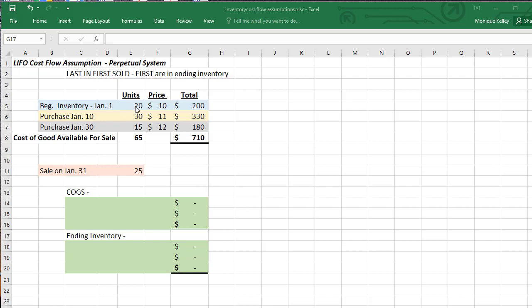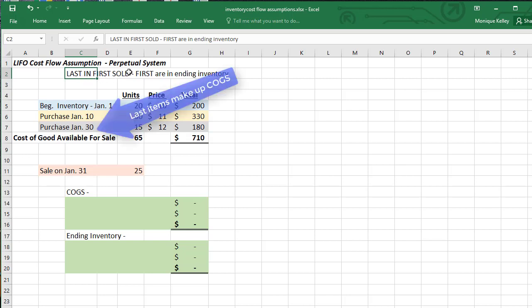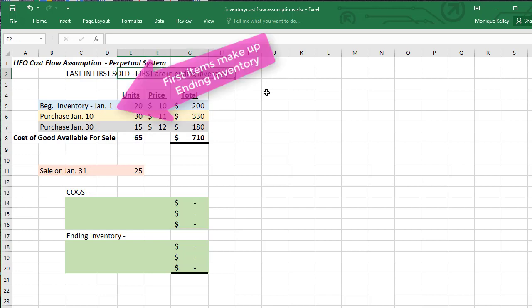Hello, this video will cover the LIFO cost flow assumption under a perpetual system. Again, LIFO stands for last in, first out. However, I like to tell my students last in, first sold. So the items that came in last are going to be the items that we sell first, and then the first items will remain in our ending inventory.